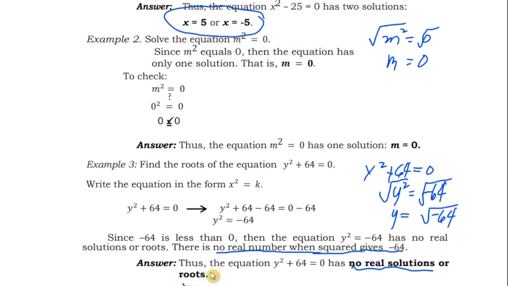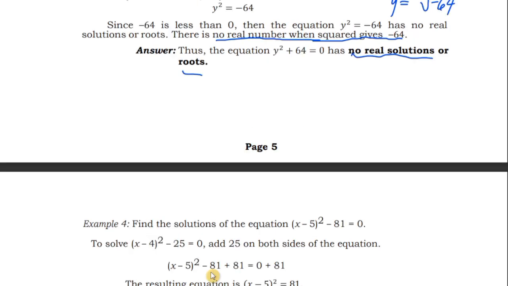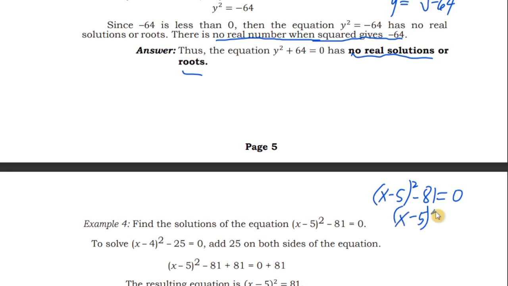That's the process. Okay, how about if we have quantity x minus 5 quantity squared minus 81. So here let's begin with this kind of problem. So x minus 5 quantity squared minus 81 equals 0. After which we have here transpose, because this is a constant, it must be on the right side. So now negative 81 became positive 81 as we move it to the right side of the equation.